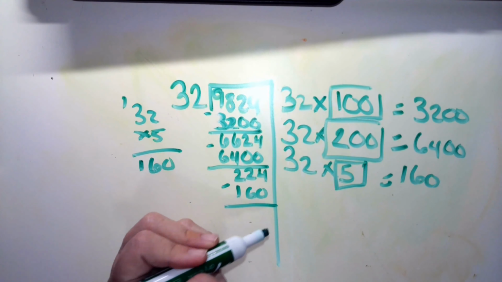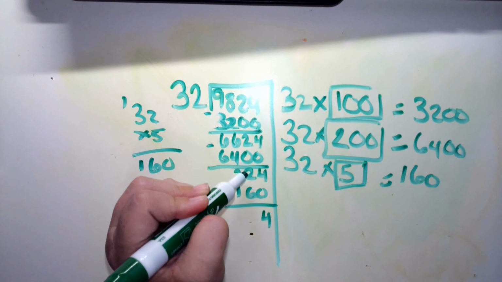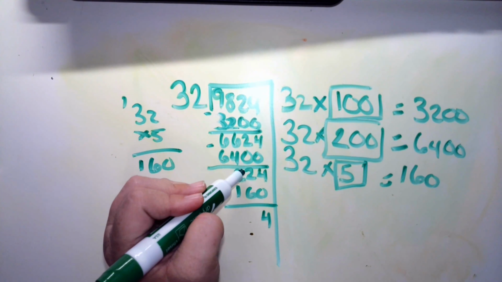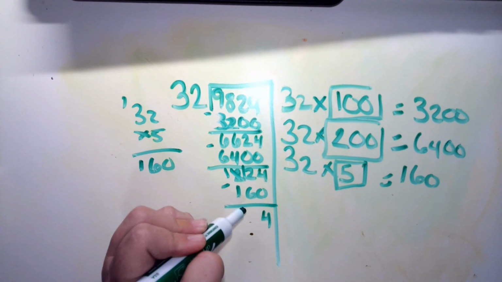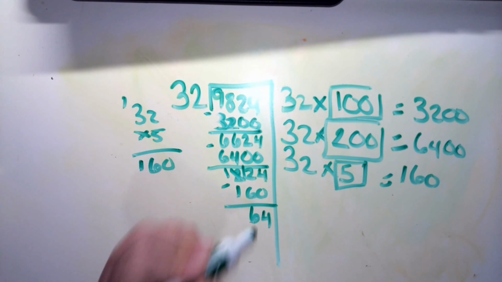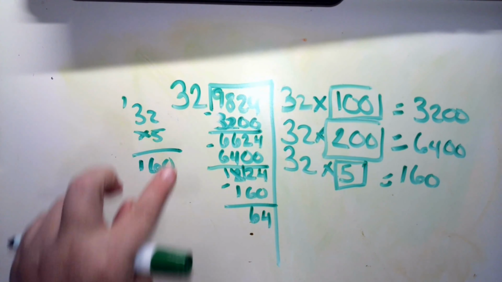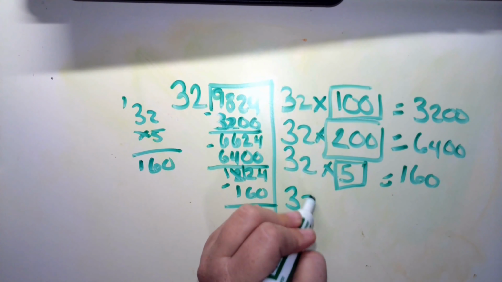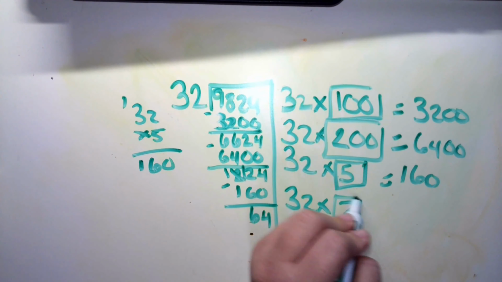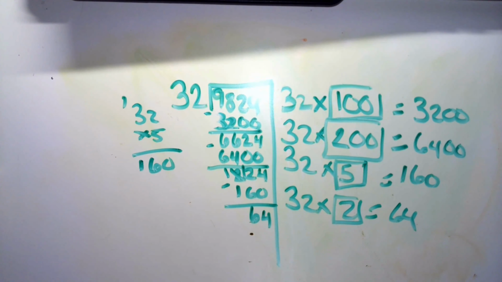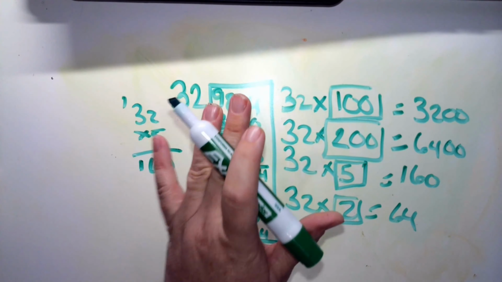4 minus 0 is 4. 2 cannot take away 6, so my 2 becomes a 12, and this 2 becomes a 1. 12 minus 6 is 6, leaving 64. That's perfect, guys, because I know that 32 times 2 gives me 64. So I subtract 64, and I get what I want, which is a 0. My problem is done over here.